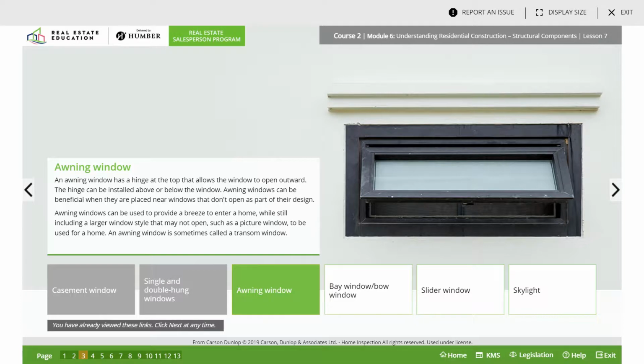Awning window. An awning window has a hinge at the top that allows the window to open outward. The hinge can be installed above or below the window. Awning windows can be beneficial when they are placed near windows that don't open as part of their design.